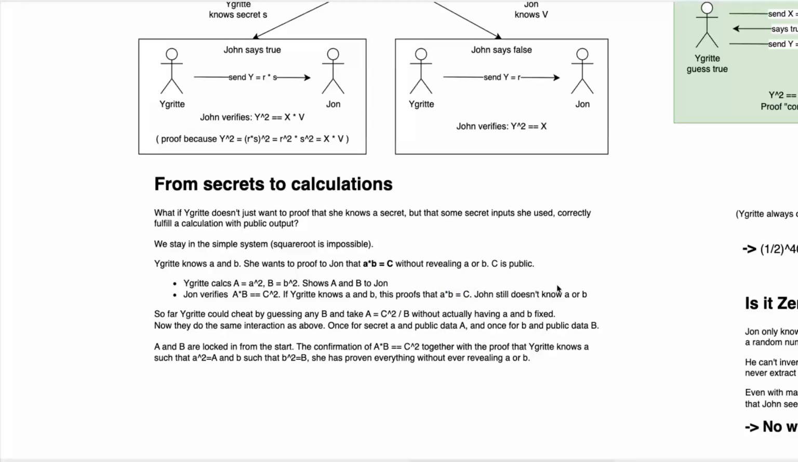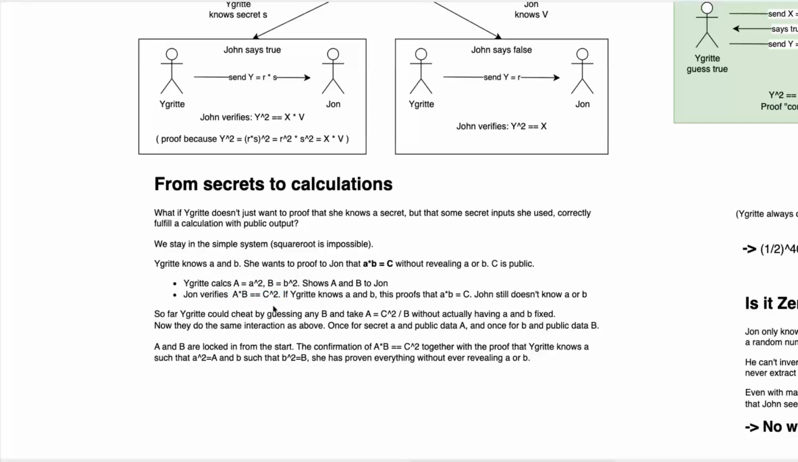John still doesn't know anything about A or B, just that if A and B are squares, this calculation is true. But so far, eGrid could still cheat by just guessing any B, take an A that is C squared divided by big B, without actually having A and B and having it fixed. So without knowing the real small a and small b, but just faking that. She would send this as a proof, I have numbers, and if he just checks that, it wouldn't help.